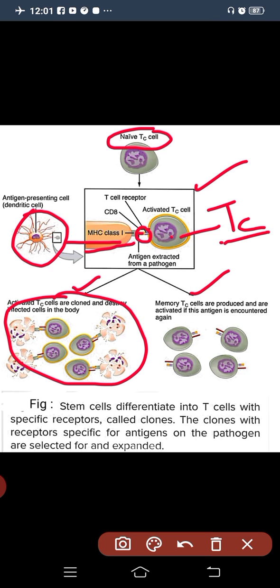Okay, and in another way there is a memory cell, a memory T cell. For adaptive immunity, always keep in mind that if a memory cell is formed, then it goes into adaptive immunity or acquired immunity. These memory TC cells are produced and are activated if this antigen is encountered again.